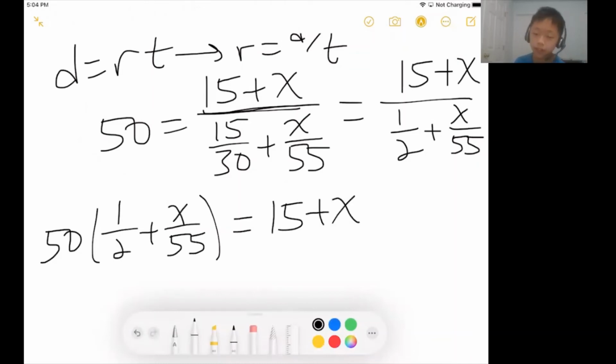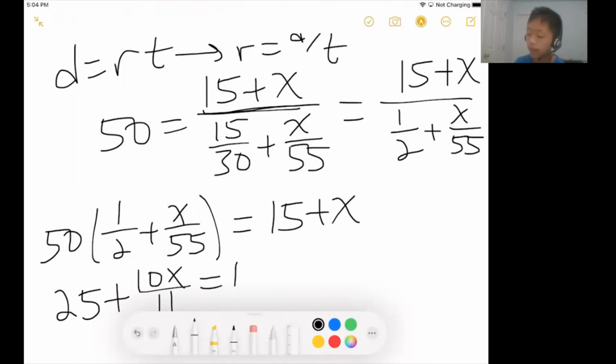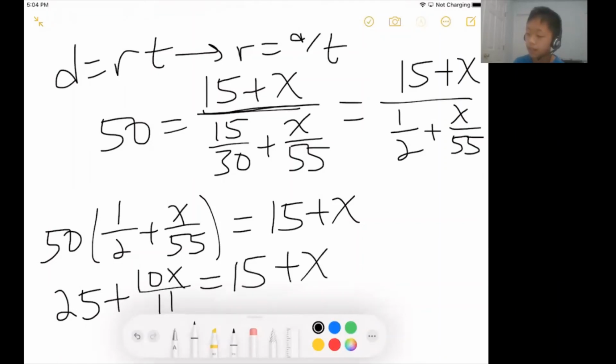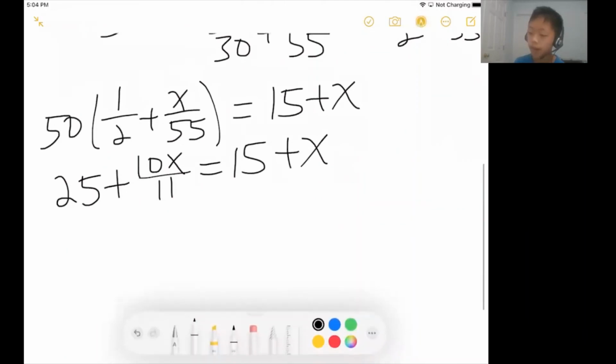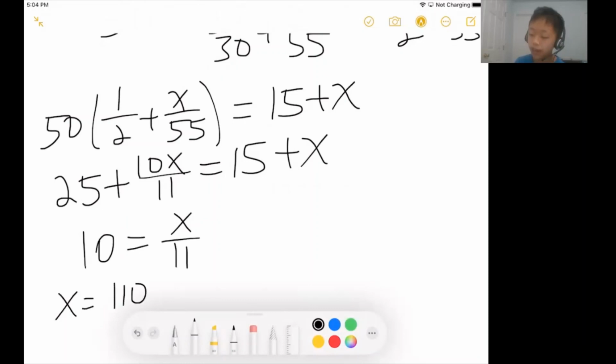If you distribute the 50, you have 25 plus 50X over 55, which is 10X over 11. This has to equal 15 plus X. If you subtract 15 and subtract 10X over 11 on both sides, we get 10 is equal to X over 11. Multiplying both sides by 11, you get that X is equal to 110 miles.